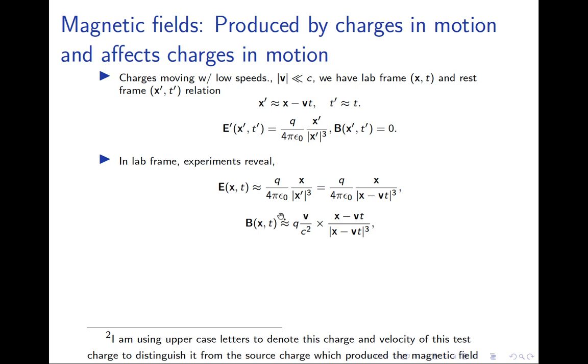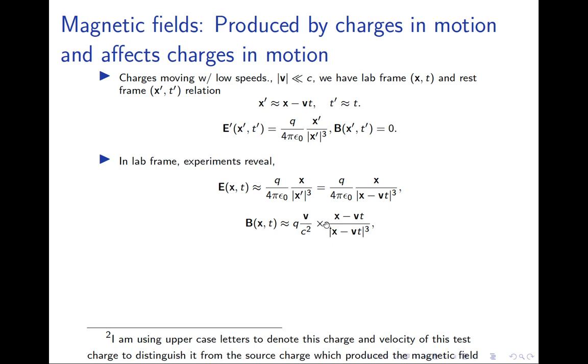Also, if you put a magnetic needle in the vicinity of this moving charge in the lab, the needle swings, which tells us that the moving charge is also producing a magnetic field. Doing experiments with magnetic needles, we can figure out the expression for the magnetic field of a moving charge, and it is given by this expression: q times v over c squared. So if v is 0, this entire expression goes to 0. If a charge is not moving, then there is no magnetic field. So it's directly proportional to velocity.